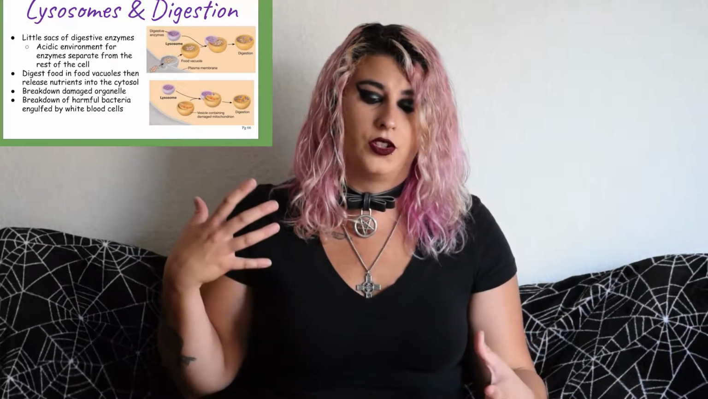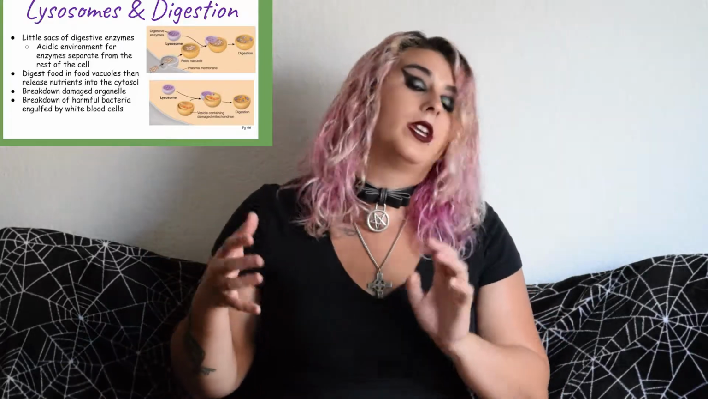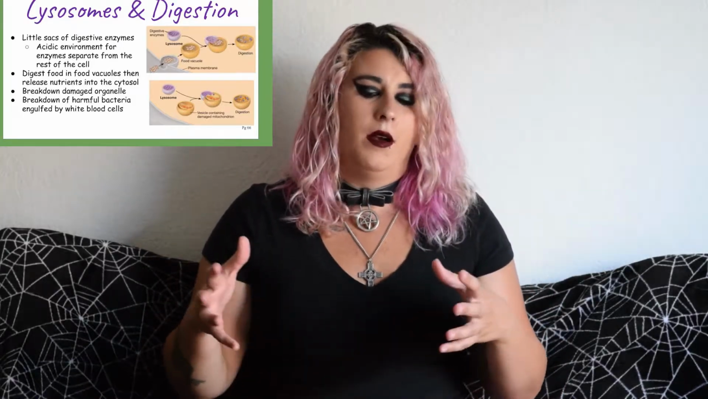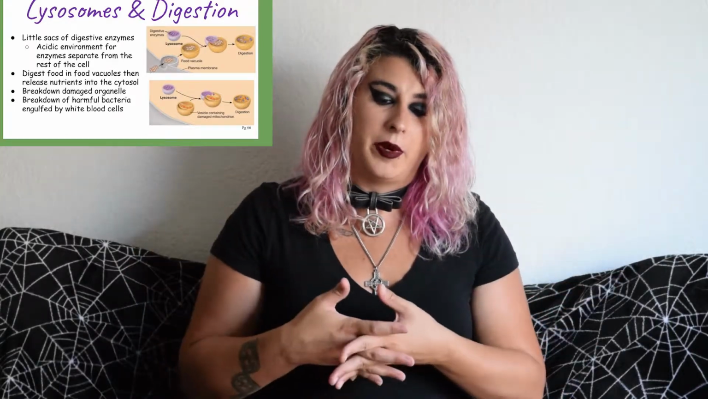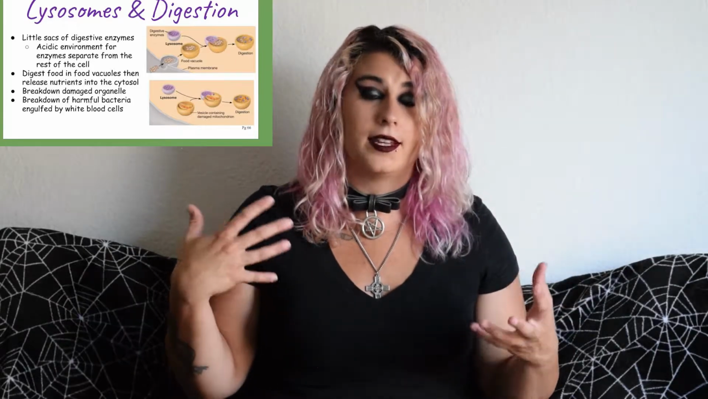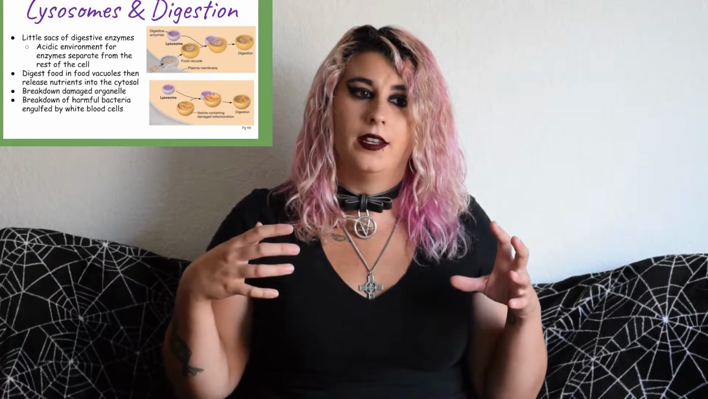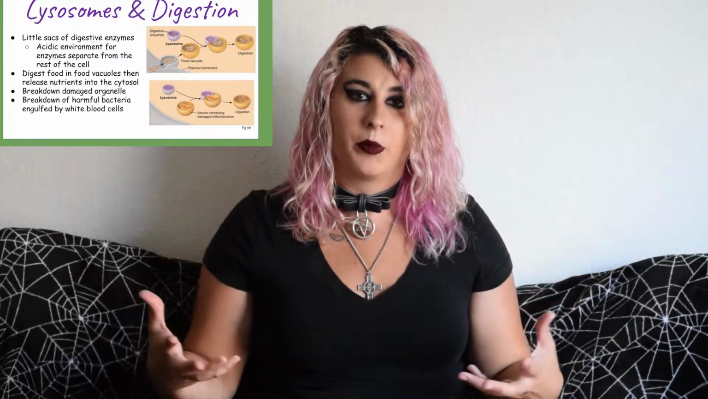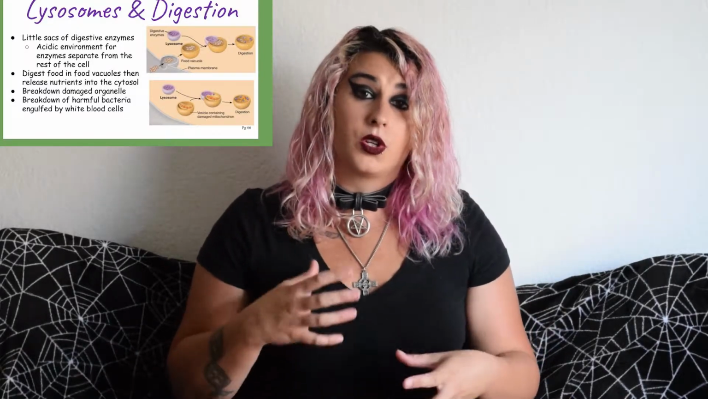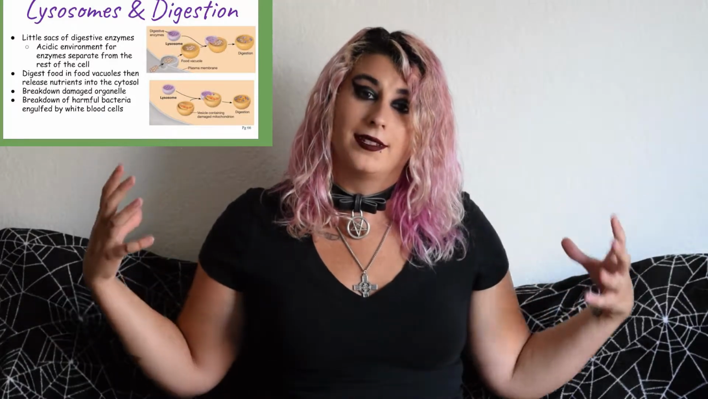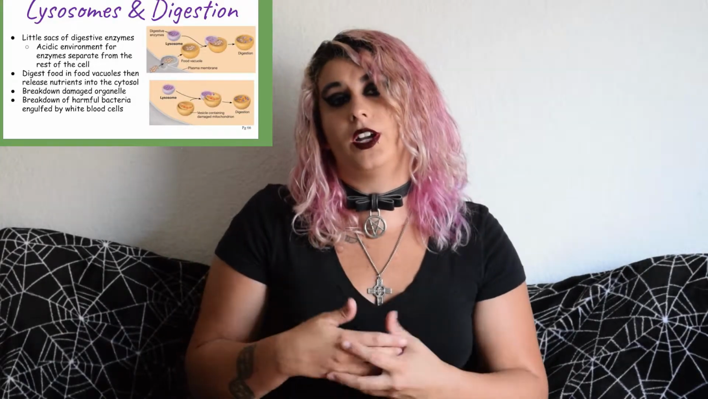Lysosomes also work to break down damaged organelles. If, say, in the example here in the diagram, a mitochondrion is damaged, it'll get surrounded by another vesicle or vacuole. A lysosome will fuse, break it down the same way it did with food, and then the materials can be repurposed. And then in your white blood cells, lysosomes are also used to break down harmful bacteria that are then engulfed by those cells and help your immune system function.